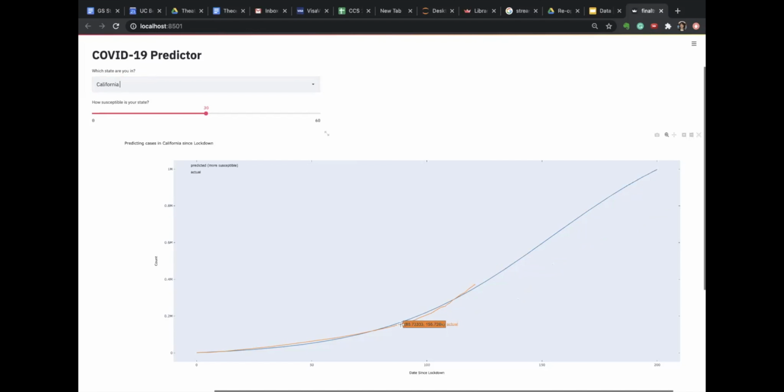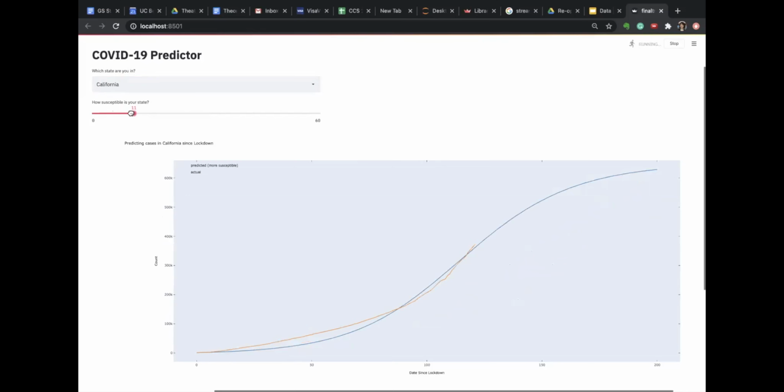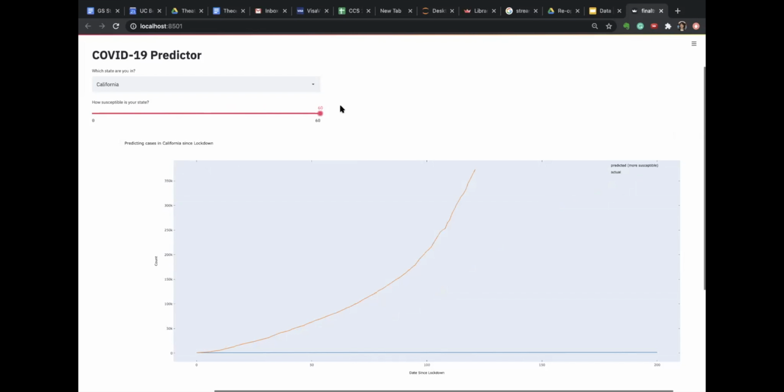If we change our susceptible rate to 10 out of 60, we can see the graph changes, and the model itself changes by a bit. The model is still pretty good in predicting the number of cases, but it's not as accurate as it was before. And if we raise the susceptible rate to 60 out of 60 people, the graph changed drastically. This is because with a 60 out of 60 susceptible rate, the lines would obviously change accordingly because more people are susceptible to the disease.